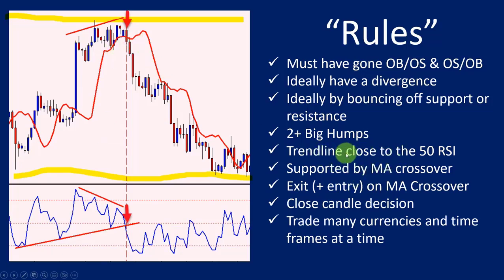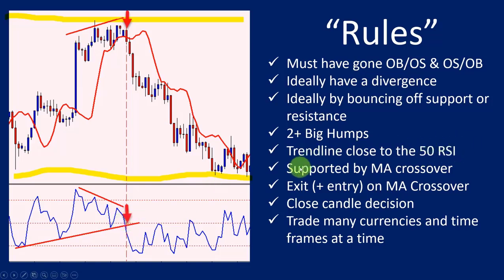Then the trend line should ideally be around the 50 line. You see that line there is the 50 line. If the crossover happens more or less there, the closer it is to the 50 line, the stronger the actual signal. So that's a pretty strong signal there.